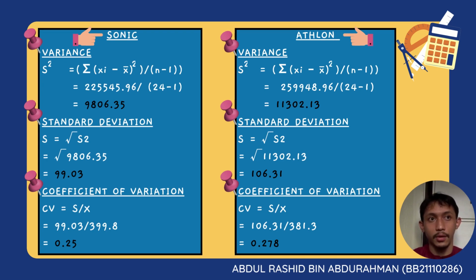For the firm Athlon, the variance is 259,948.96 divided by 24 minus 1. I will get 11,302.13. For the standard deviation, we square root the variance, 11,302.13, and we get 106.31. For the coefficient of variation, 106.31 divided by 381.3 will get 0.278 for the firm Athlon.